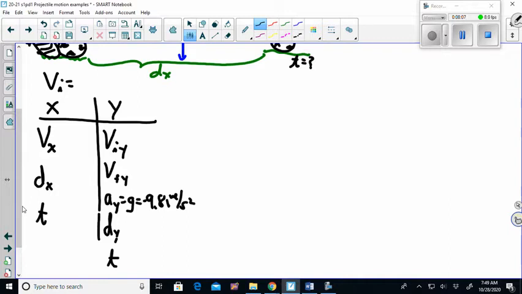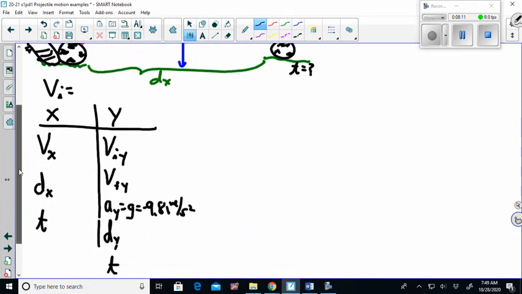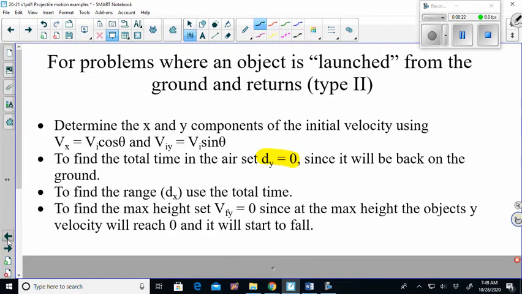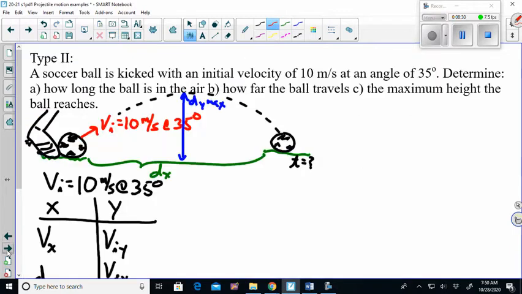So I can fill in some of these. I was given that the initial velocity was 10 meters per second at 35 degrees. So going back to my original thing, first thing, determine the x and y components of that velocity.